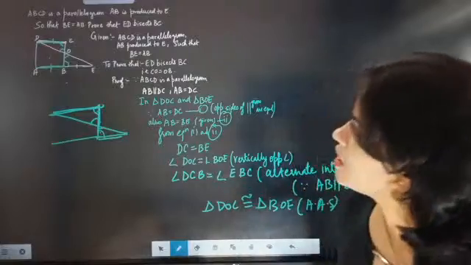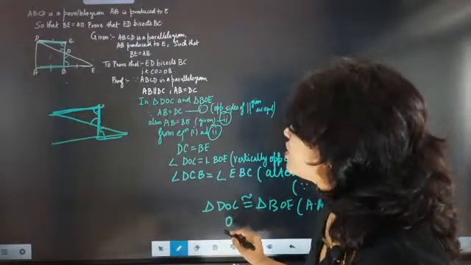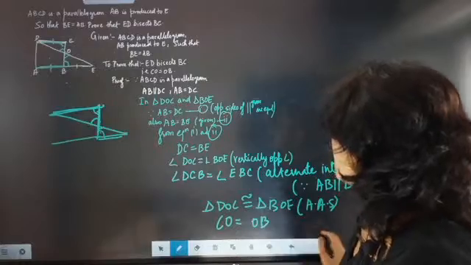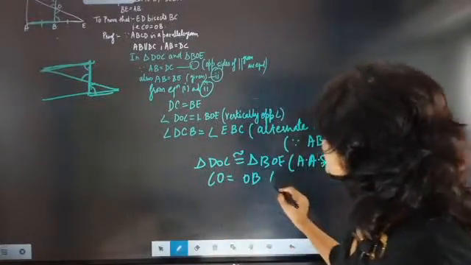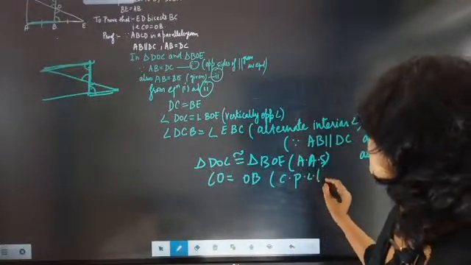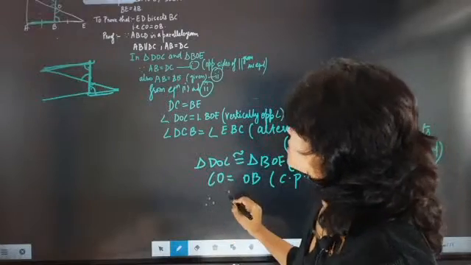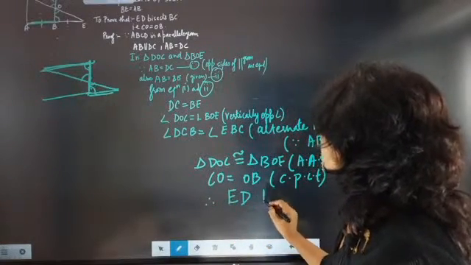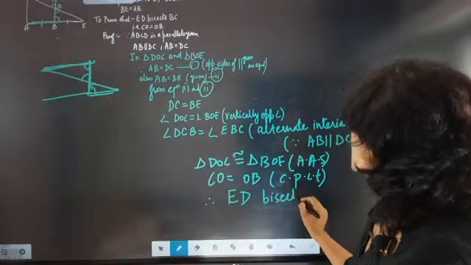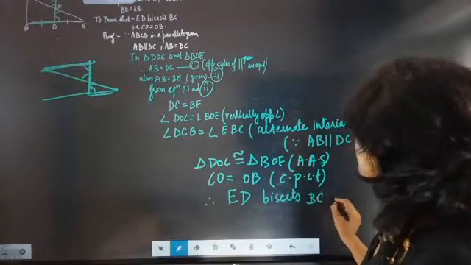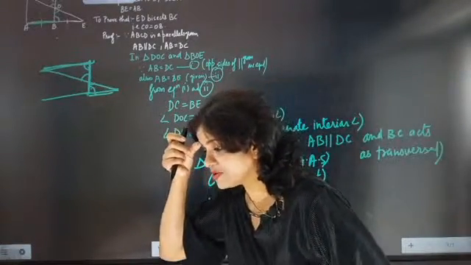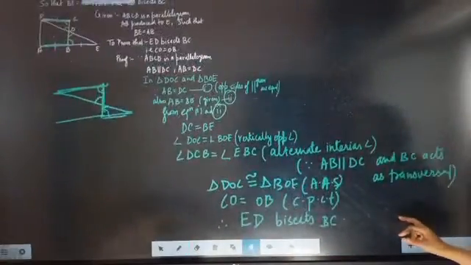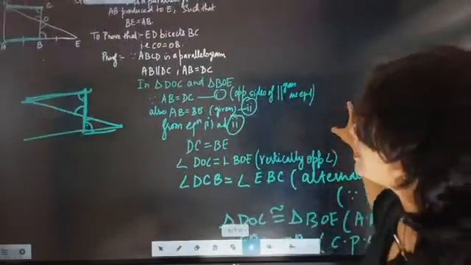So what they told, now we will say that CO will be equal to OB, one side of the triangle, by CPCT. Hence ED bisects BC. Hence ED bisects BC. I'm going to repeat, Kanishka. The part is exactly very simple. Here no big deal you have to do.